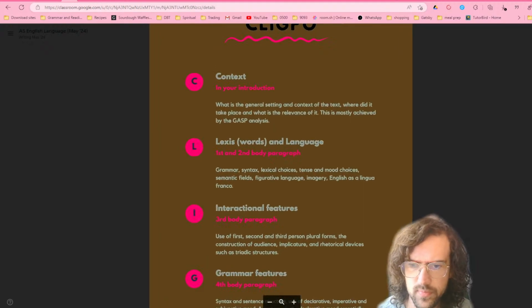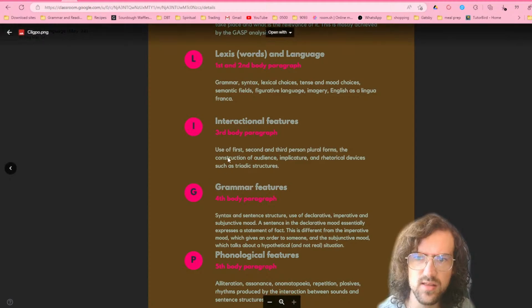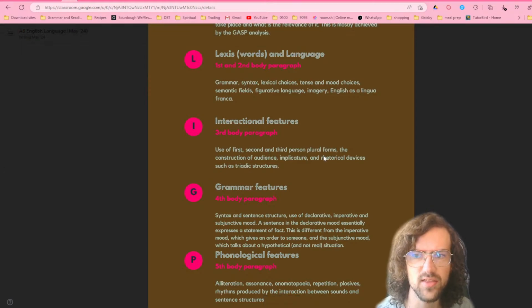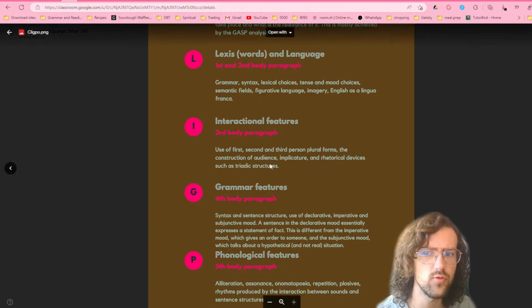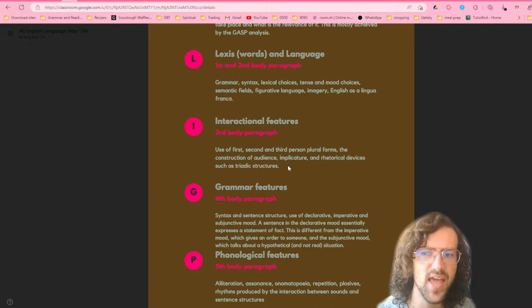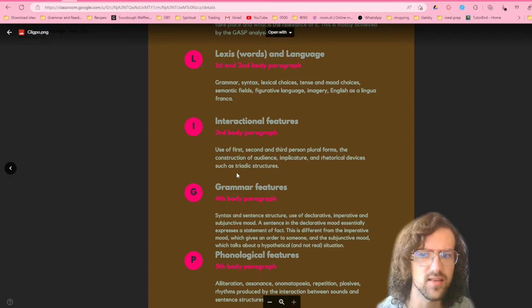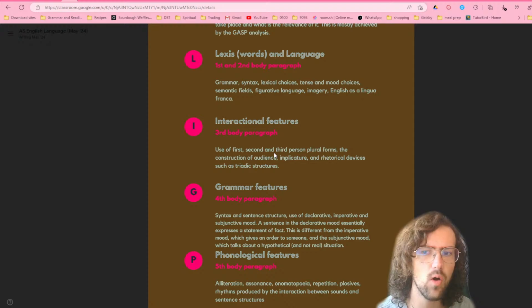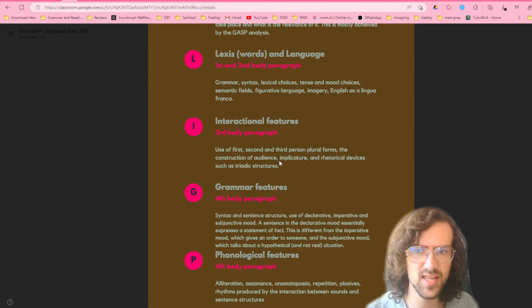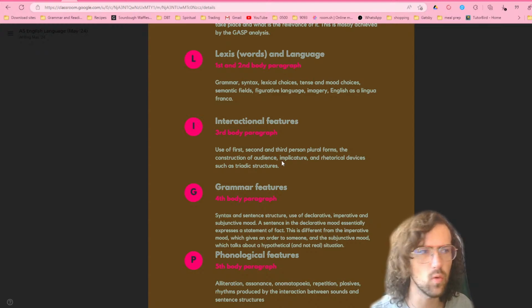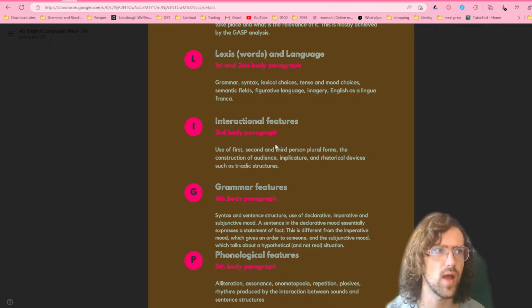Okay. Next up, we've got interactional features. So this is the use of first, second, and third person plural forms, the construction of the audience. So who is the audience? And what are the implications of what is said? What's the implicature? We look at rhetorical devices such as triadic structures. These are all interactional features, and how these things interact with the audience, and how the text is written in order to get the audience to act or move in a certain way.